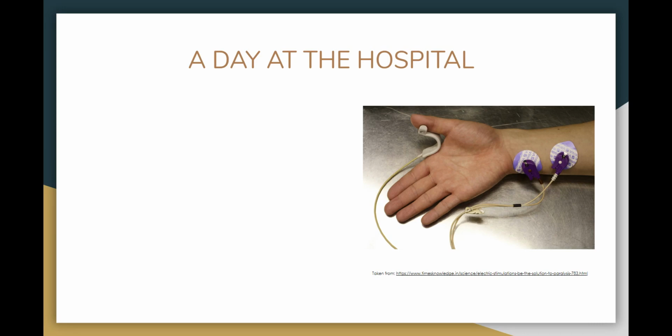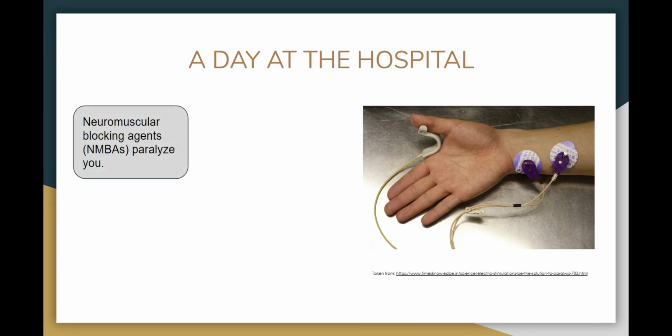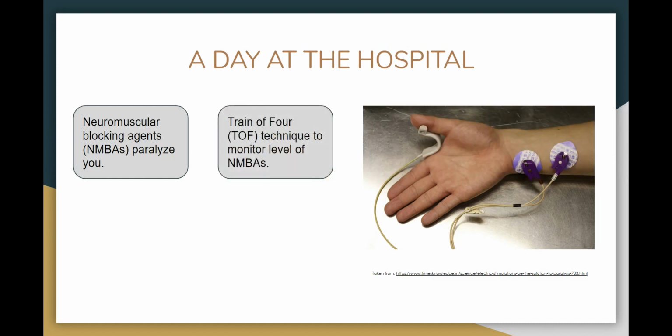During your operation, your anesthesiologist would administer to you what are called neuromuscular blocking agents to temporarily paralyze you. To monitor the level of muscle numbness, which is called neuromuscular blockade, the train of four monitoring technique is used. This is a standard technique used widely in hospitals.